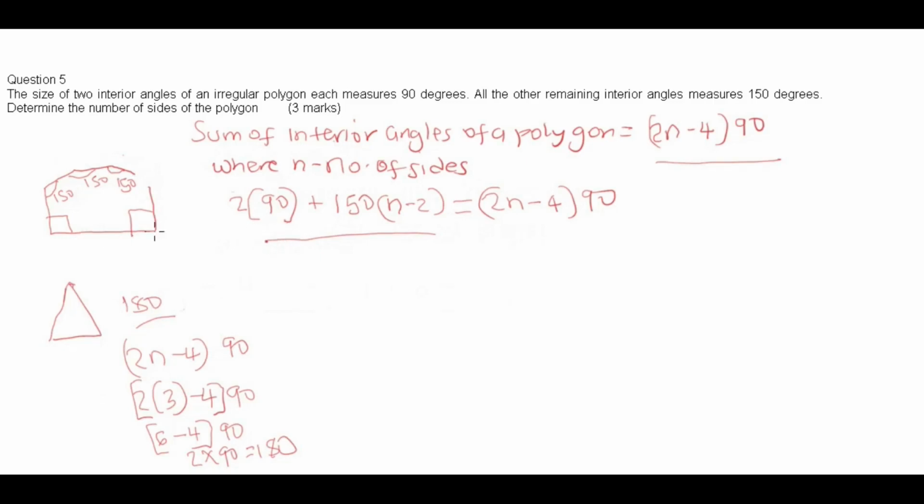Since we know two angles are 90 degrees plus 150, all the other angles which are 150 degrees each, times the number of sides, and since we have already used these two sides, you remove those two from n, so that it will be equal to the sum of the interior angles.